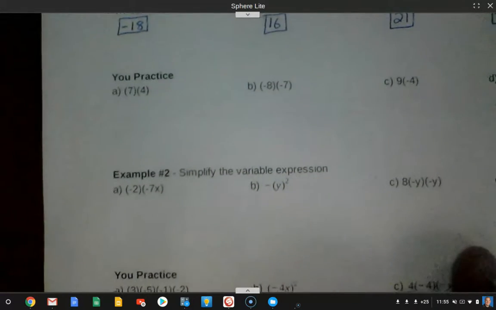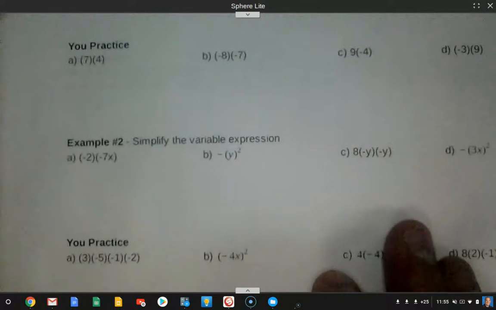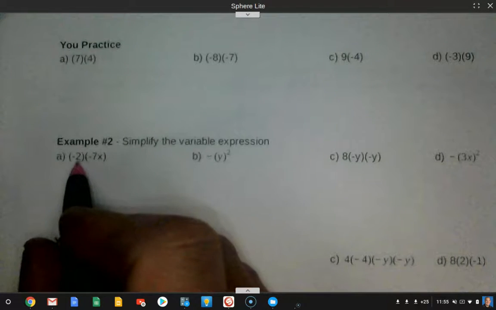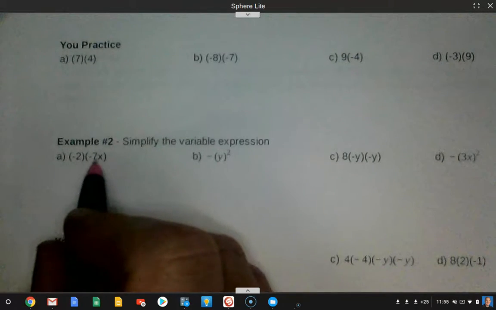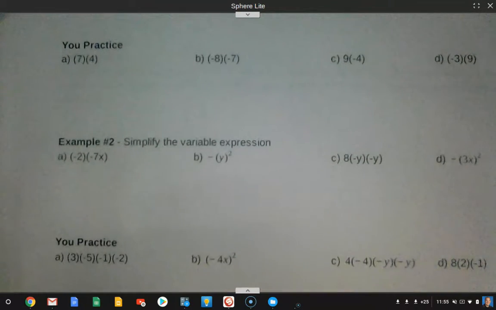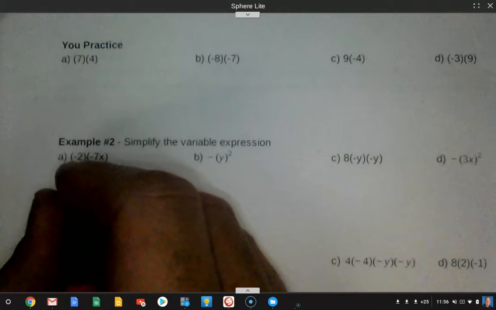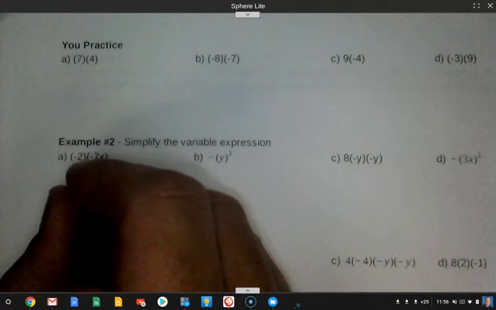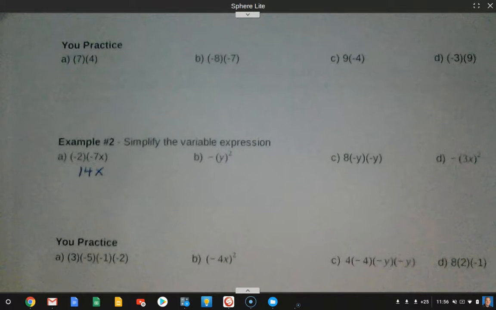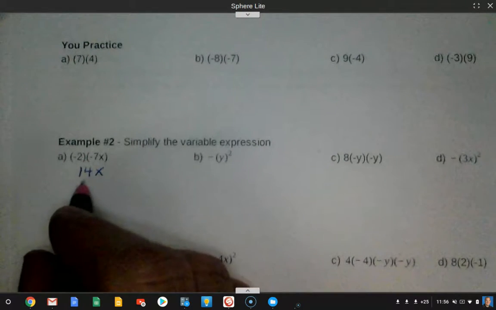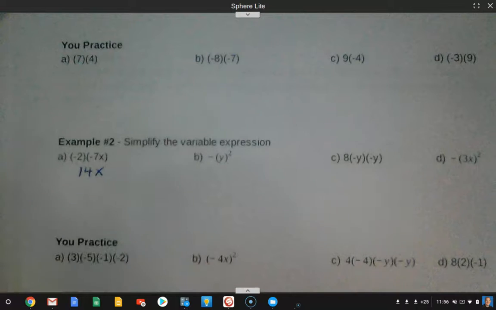All right, let's look at example 2. Now we have some variables. It's still the same concept, though. We're taking negative 2 times negative 7. So negative times a negative will give me a positive. I'll have 14, and I can't do anything with the x, so I just have to put it on the side, behind it, so it's still saying 14 times x.